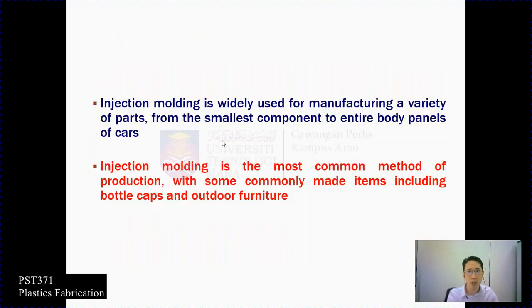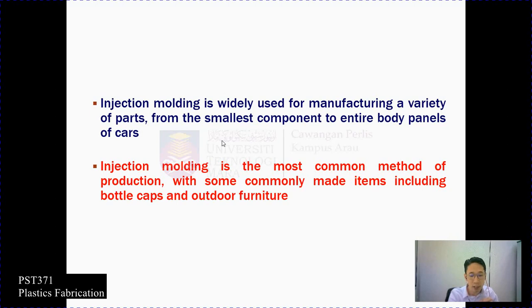Injection molding is widely used for manufacturing a variety of parts, from the smallest component to an entire body panel of a car. Injection molding is the most common method of production, with some commonly made items including bottle caps and outer casings. And bear in mind, injection molding is not only limited to polymeric material. There are other industries such as metal, ceramic, even food that use injection molding.